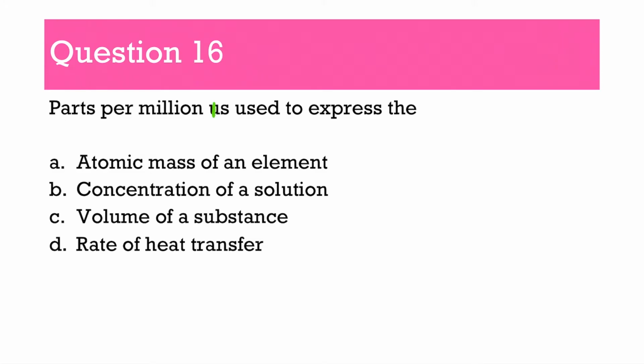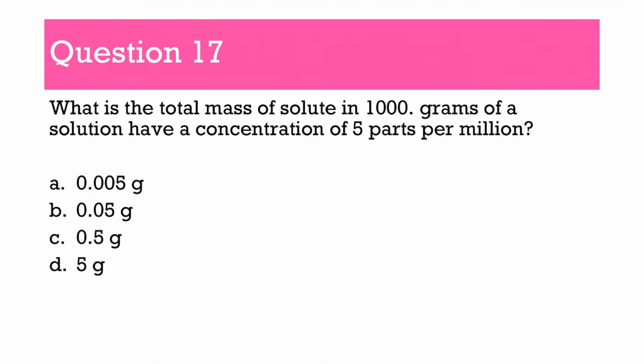Number 16, parts per million is used to express the, again, parts per million is a unit to describe concentration, the amount of stuff dissolved in solution, making it B.